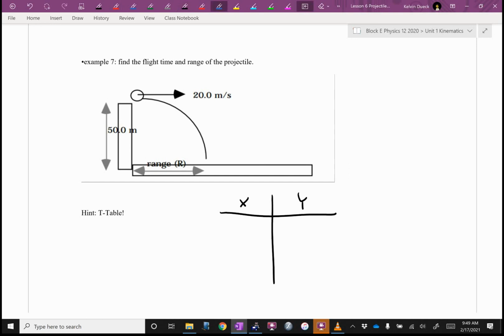And I write down, really before even reading the question, my two physics no-brainers. AX is 0, AY is negative 9.8. And now I read the question and I pull stuff from the question or the diagram. It wants me to find the flight time and the range. It looks like the range is how far from the base of the cliff. You're going to spend most of your time finding time. In fact, if the question gives you the time of flight, the question's going to fall apart. I'll call this part A, and that part B, just so we can label it.